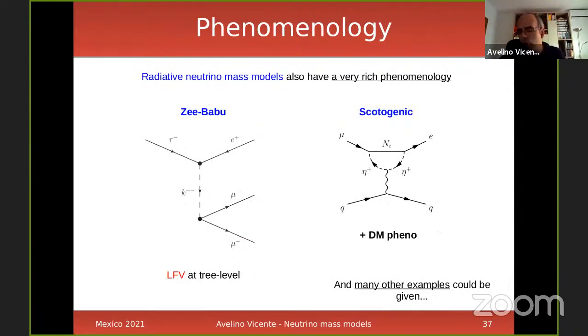Relatedly, these models also have a very good phenomenology, because thanks to the suppression due to the loop factor, you can make the mediators, the new particles, much lighter. For example, in the Zee-Babu model, you can have a process in which you violate lepton flavor at tree level, and therefore this could be completely visible in experiments. Also in the scotogenic model, you can have processes like this at the one loop level. Also, you have phenomenology associated with the fact that you have a dark matter candidate. And I could give you many other examples.